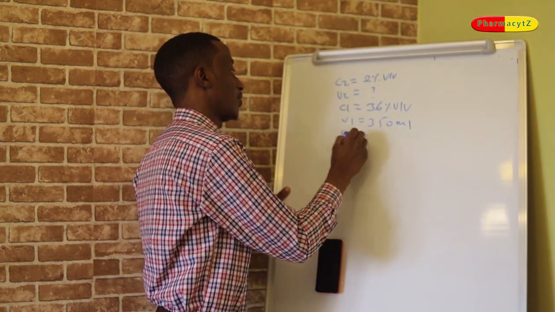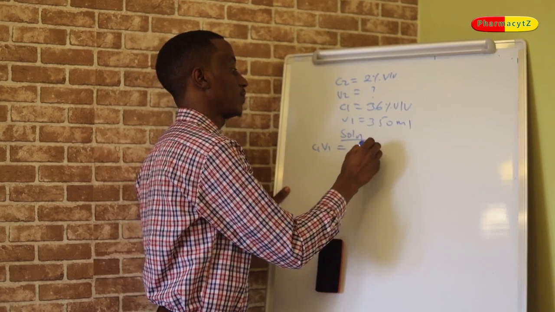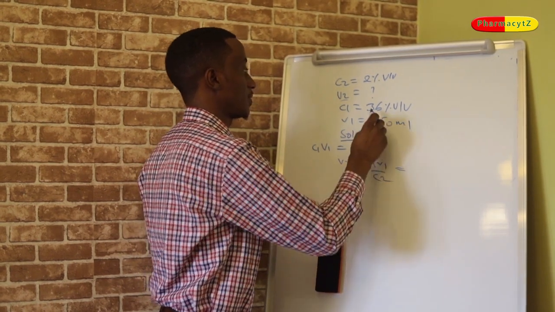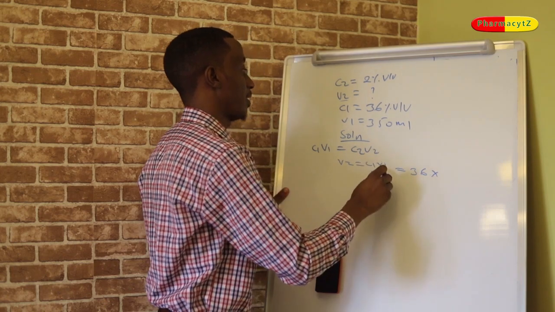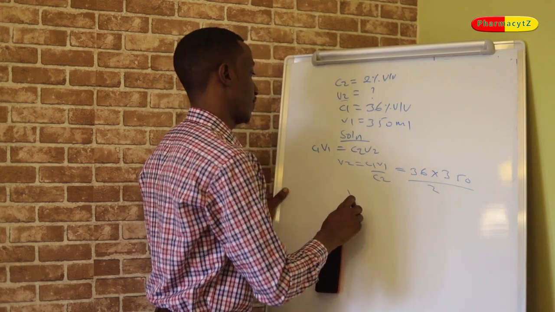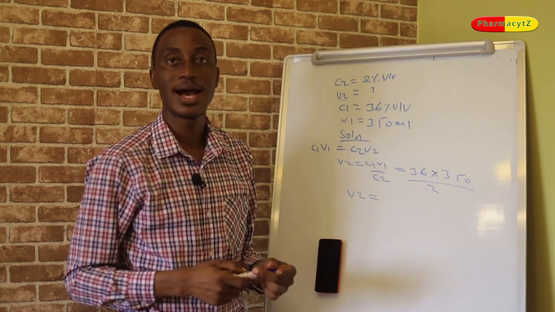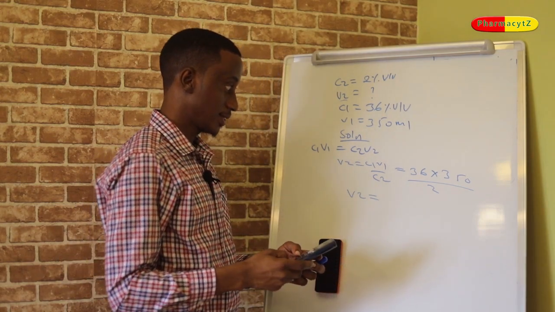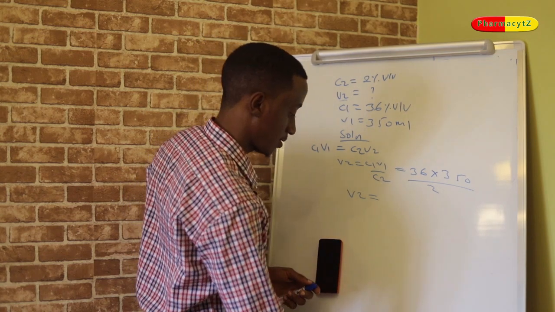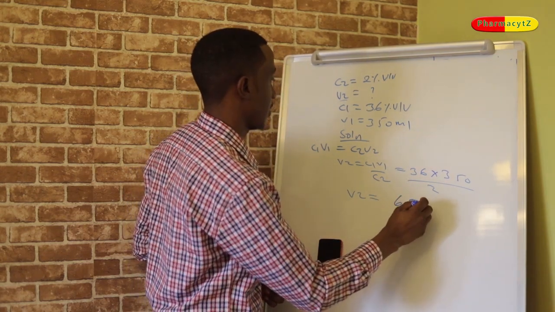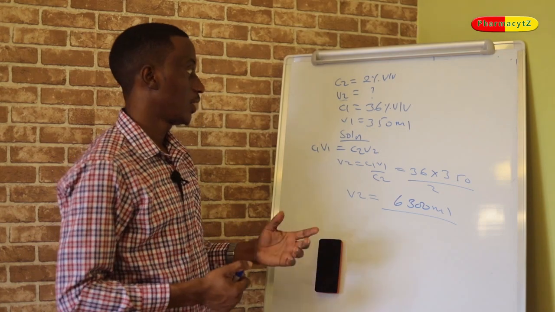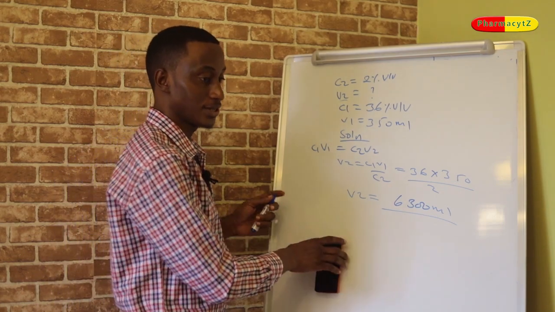Solution. From the law of dilution, C1V1 is equivalent to C2V2. Looking for volume 2, make it the subject: C1V1 over C2. This is C1, 36%, times V1, 250, over concentration 2, which is 2%. We are expecting volume 2 to be higher than volume 1. This is 36 times 250 over 2, and this is 6,300 ml. This is the volume we are going to obtain after the preparation.